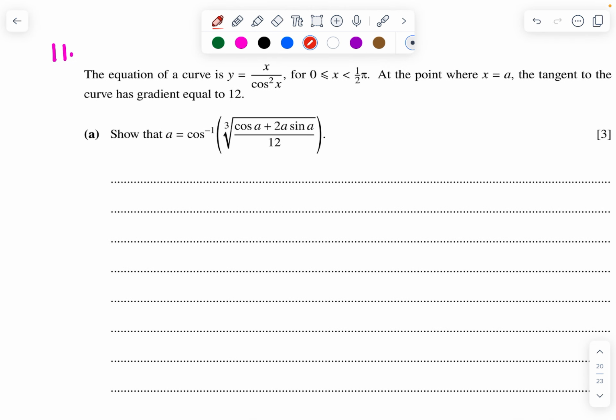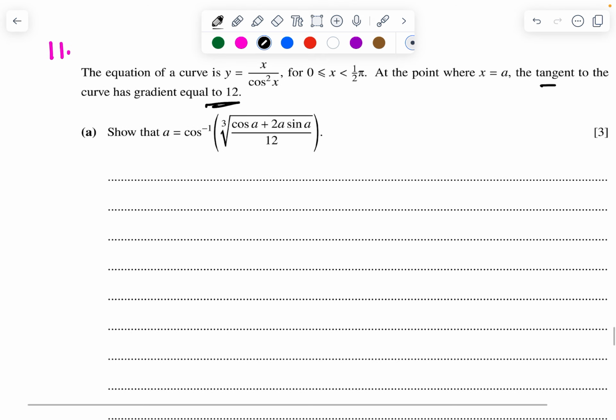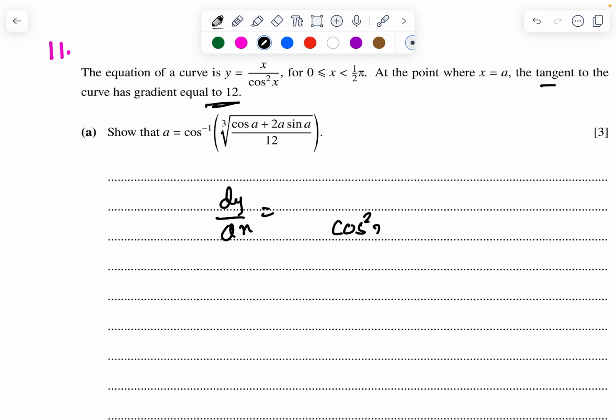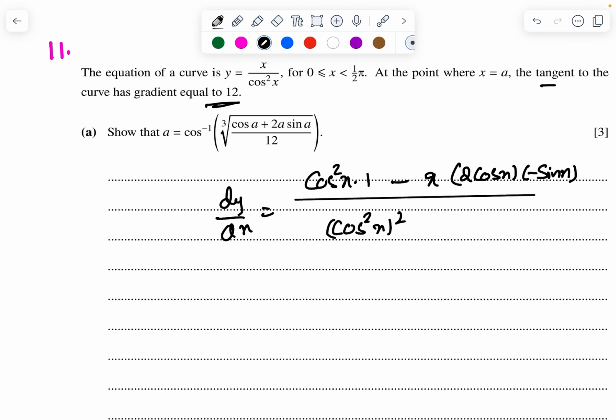Question number 11. So this is a tangent. The gradient is 12, so I have to find dy by dx. So dy by dx equals cos square x whole square, then divided by cos square x times 1 plus minus x times 2 cos x, and the derivative of cos x is negative sin x.